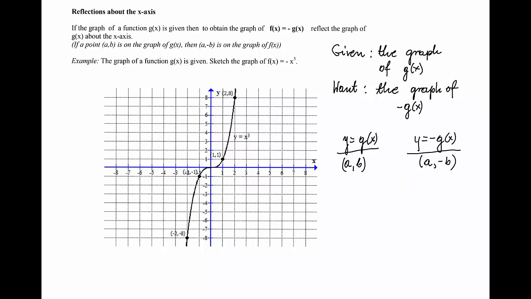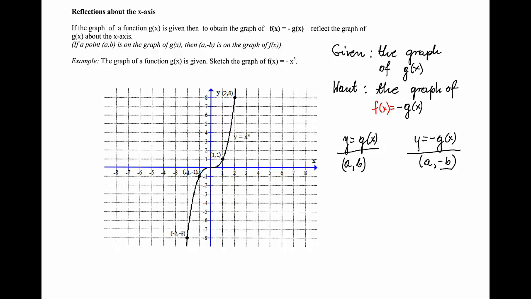We will discuss here reflections about the x-axis. Suppose that the graph of the function g of x is given and we want the graph of the function f of x equals negative g of x. Now if the point (a, b) was on the graph of function g of x, then the point (a, negative b) is going to be on the graph of the function negative g of x.